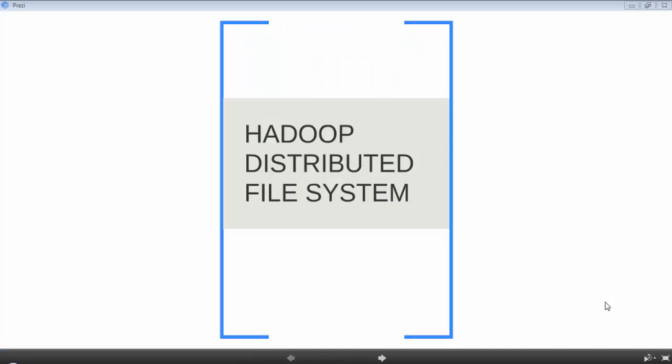Hey guys, welcome back. In our Understanding Big Data Problem lesson, we saw that HDFS, or Hadoop Distributed File System, takes care of all the storage related complexities in Hadoop. In this lesson, let's understand more about HDFS. More importantly, why there is a need for another file system like HDFS.